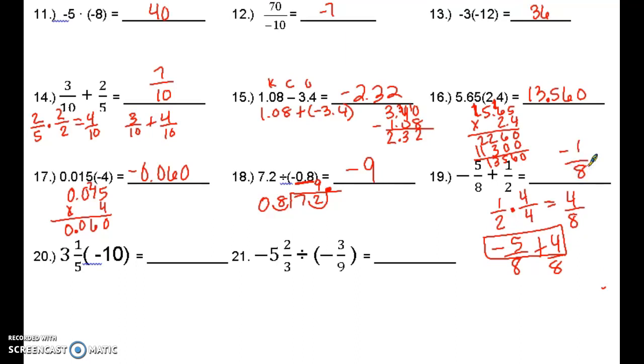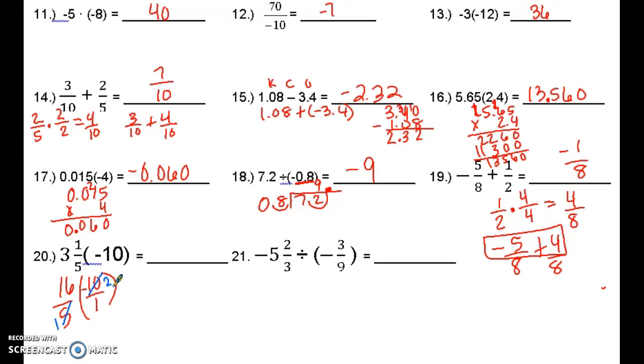Number 20, when you're multiplying, you need to turn your mixed number into an improper fraction. 5 times 3 is 15, plus 1 is 16. When you have a whole number, put it over 1. If you can simplify, simplify before you multiply. Look in your numerator and denominator and see if anything will simplify. I have a 10 and a 5, which are both divisible by 5. 5 divided by 5 is 1. 10 divided by 5 is 2.